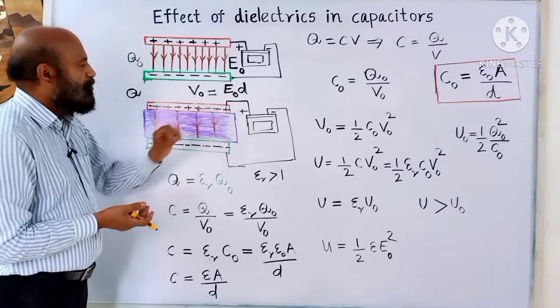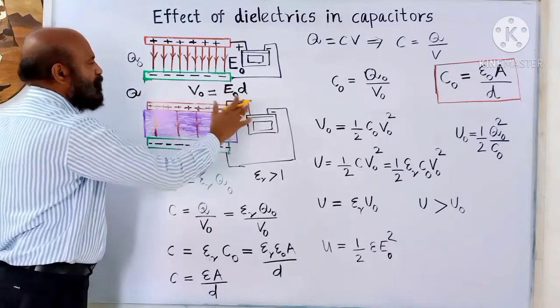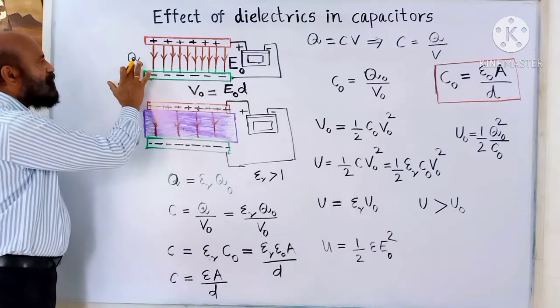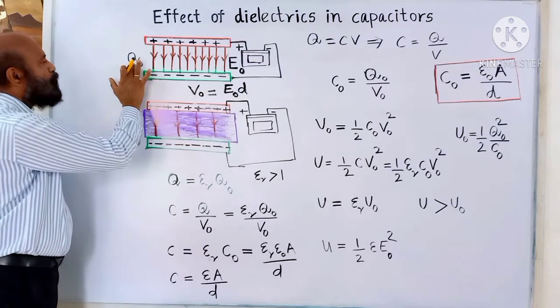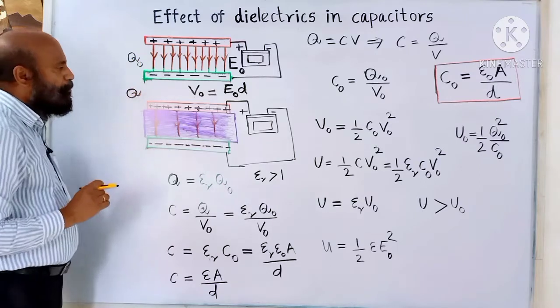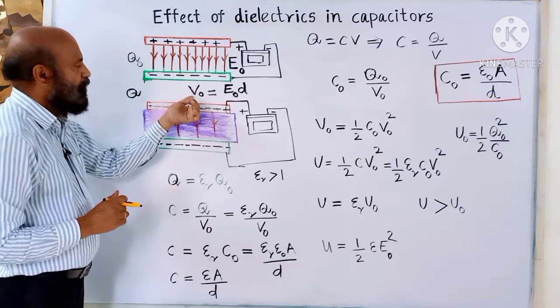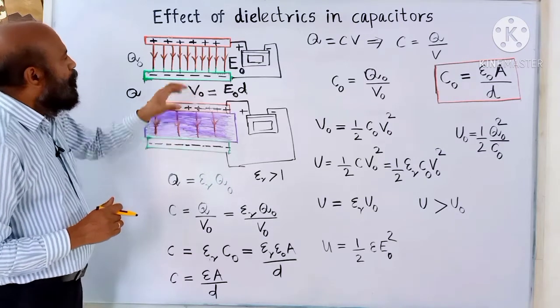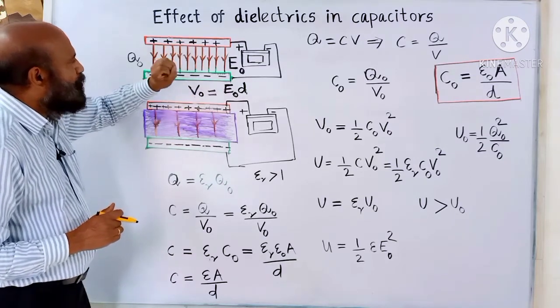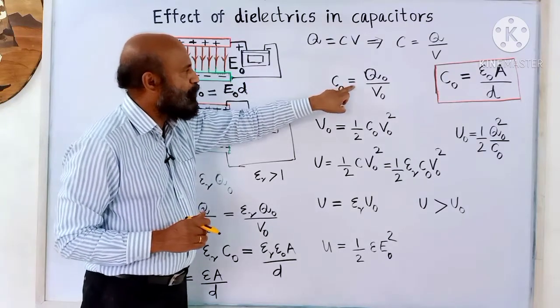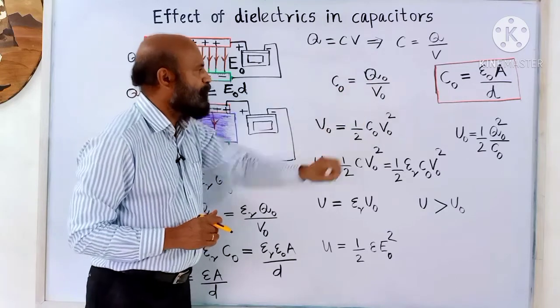Dielectric is introduced without disconnecting the battery from the capacitor. Now charge changes. From Q0 it will become Q. But potential difference between the plates will remain the same, V0. With air in between the plates, capacitance is given by this relation. C0 is Q0 divided by V0.